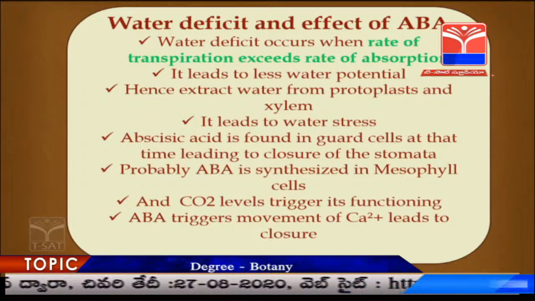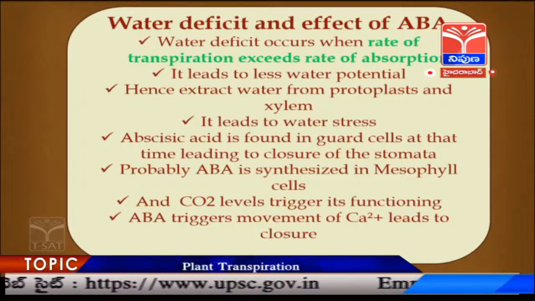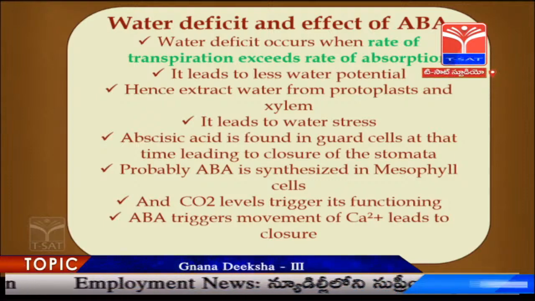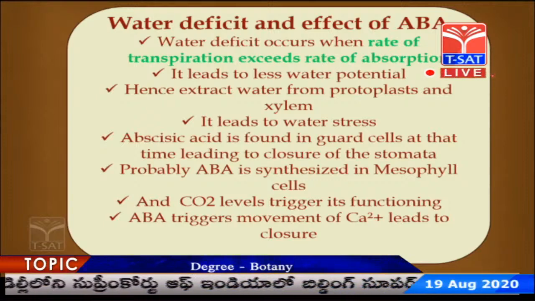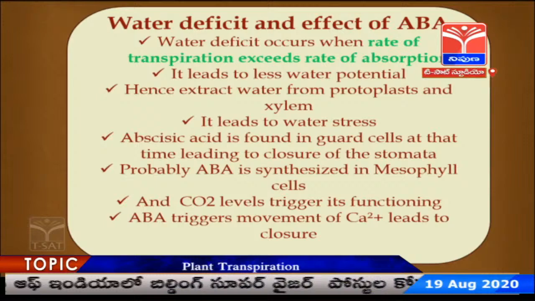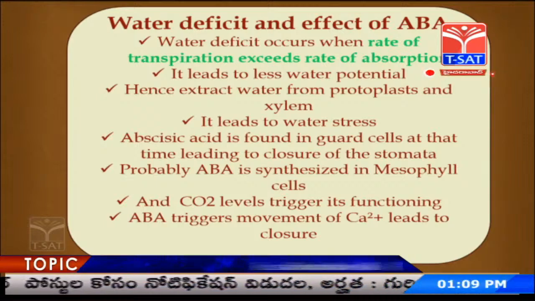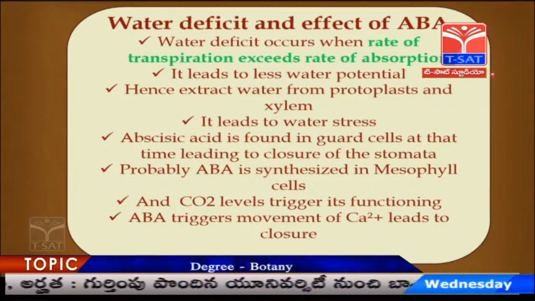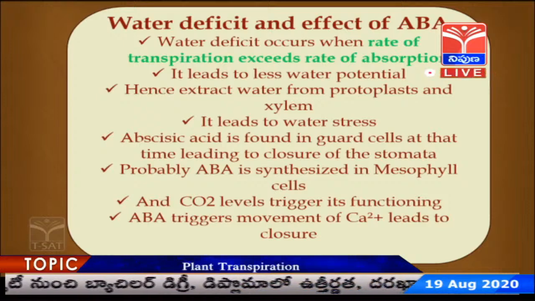Now, this water stress is triggered by an endogenous signal, that is the internal phytohormone, abscisic acid. We know that abscisic acid is an inhibitory phytohormone. So, when the concentration of ABA increases, that is, from the mesophyll it enters into the guard cell, we find that it leads to water stress, and the entry of the abscisic acid into the guard cells leads to closure of the stomata.